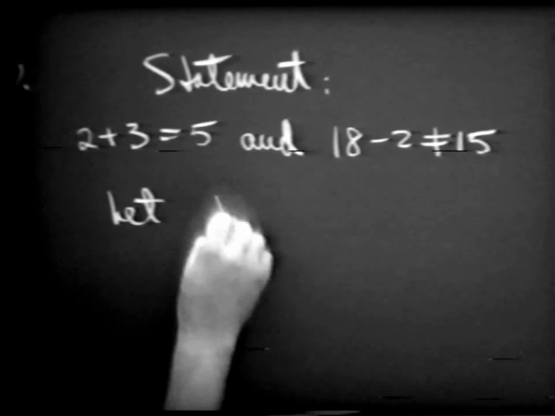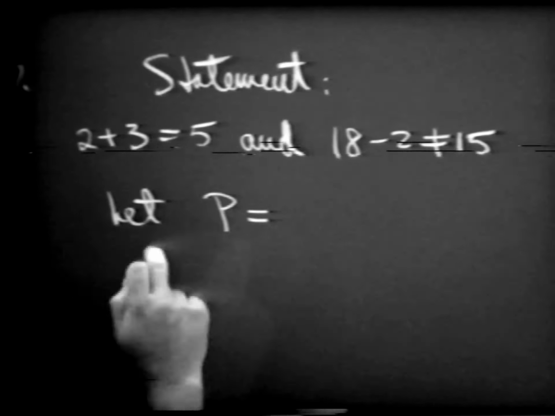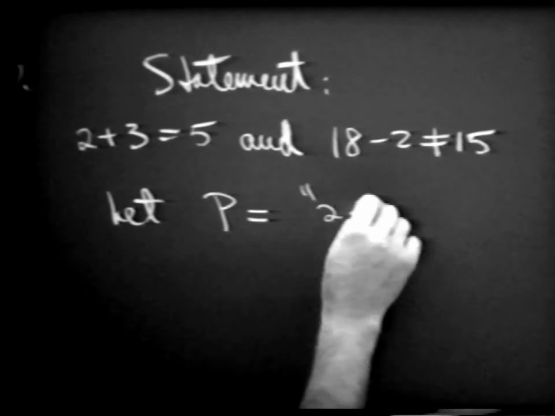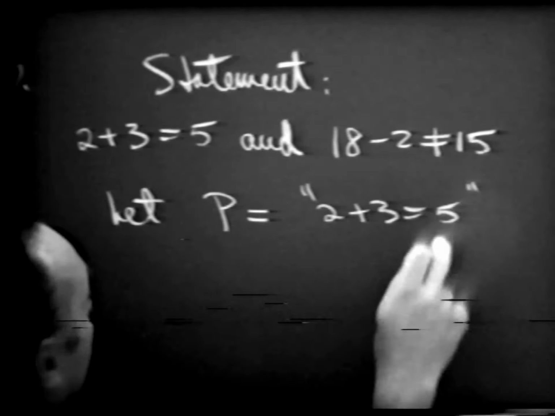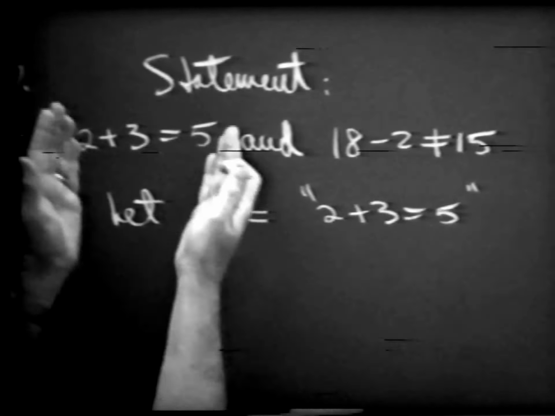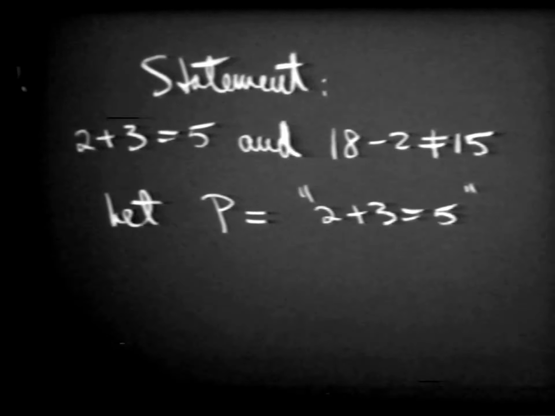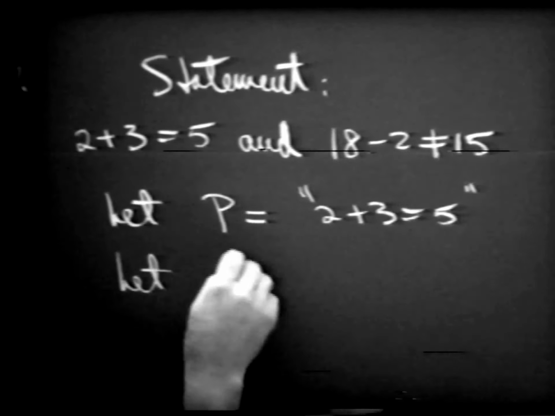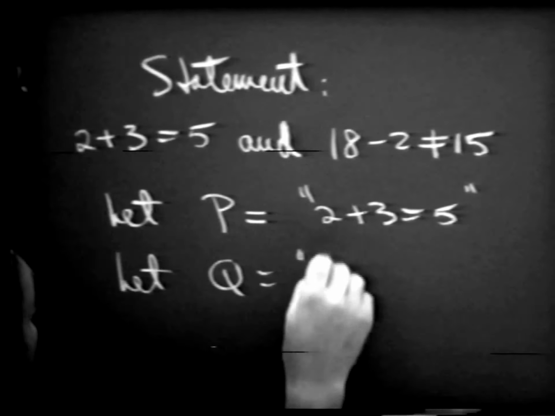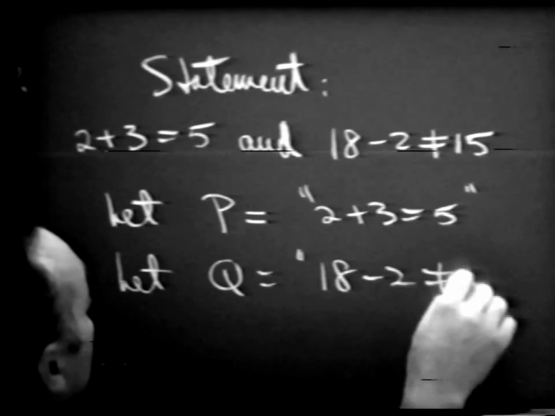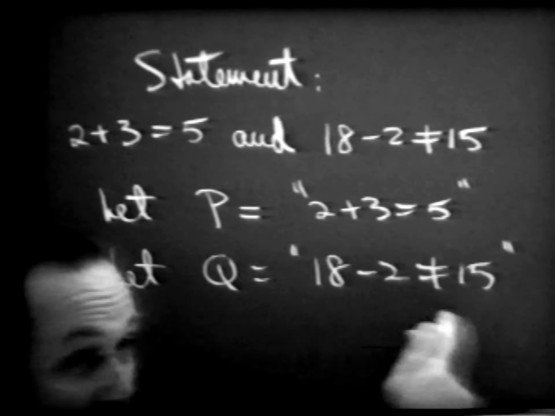Let me introduce a symbol. Let the letter P refer to the statement 2 plus 3 is equal to 5. By the letter P, I simply mean all of this. Instead of having to write this every time, let me just call it P. And let Q be the other statement here, 18 minus 2 is not equal to 15.